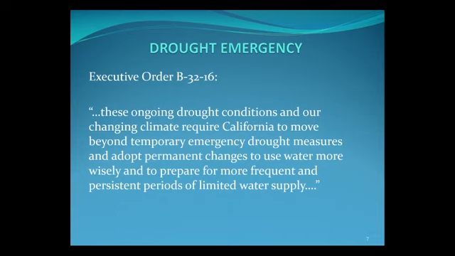These ongoing drought conditions and our changing climate require California to move beyond temporary emergency drought measures and adopt permanent changes to use water more wisely and to prepare for more frequent and persistent periods of limited water supply. What that tells me is that drought emergency conditions are not going away ever.